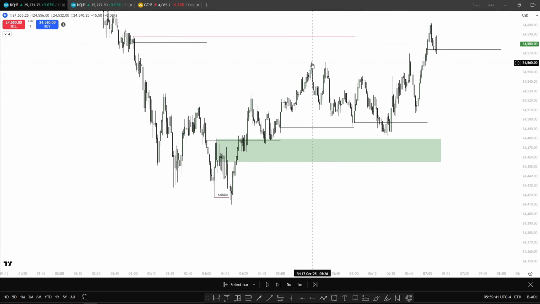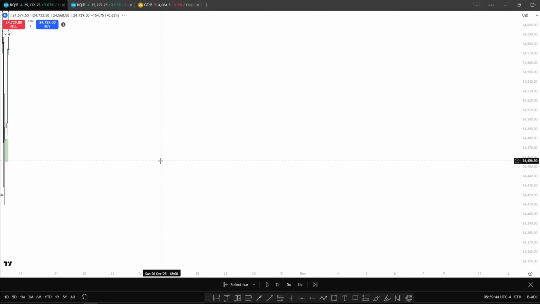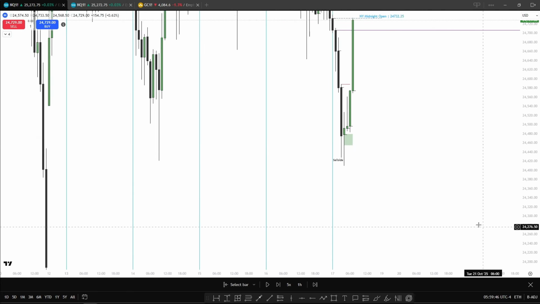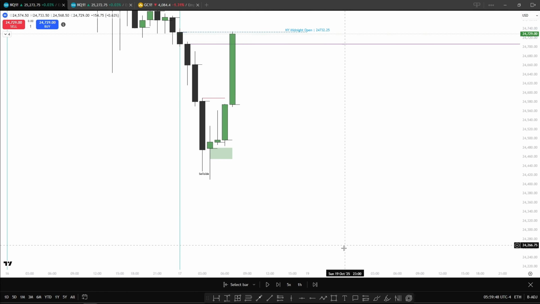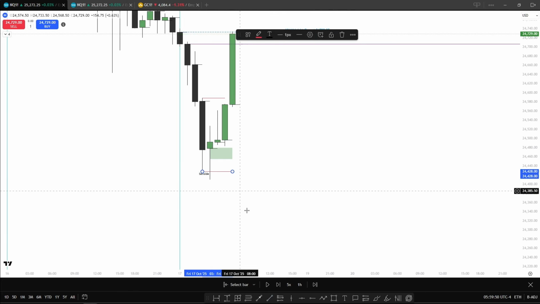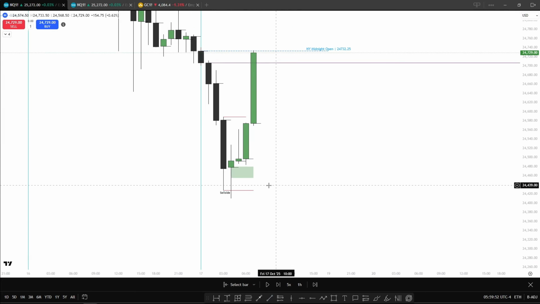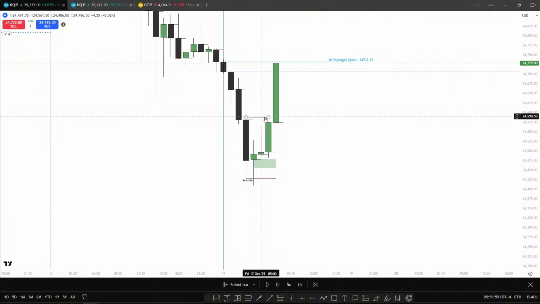Now, let me go on to the hourly chart. And I want you to see something here. What do you notice? What have I just drawn out here? I've basically just drawn out a 3 candle model just on the low time frames. Okay?